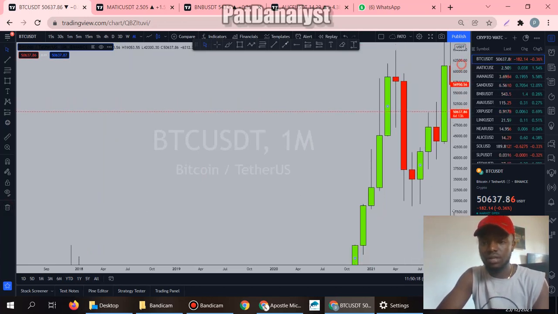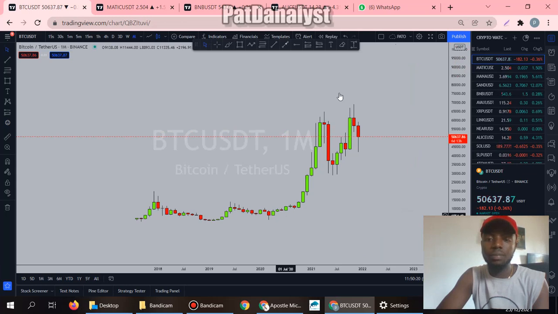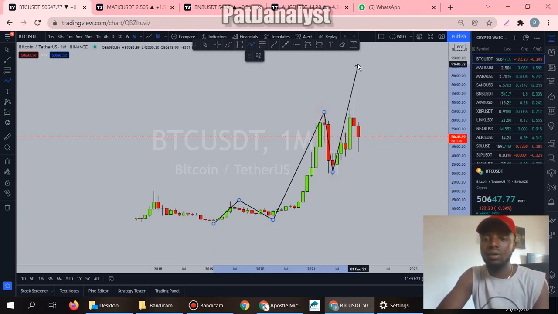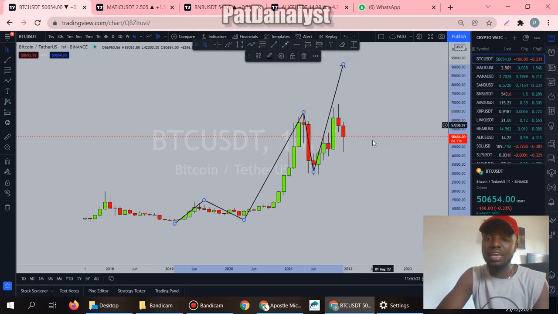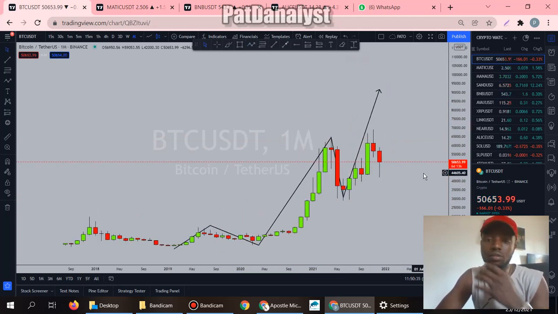What has been happening on the monthly time frame? Overall, as we all know, BTC has been trending in an upward direction, which is impulse, correction, impulse, correction, and now we are supposed to have another impulse. And how do you measure the expectational direction or the expectational destination of the next impulse or impulsive leg?